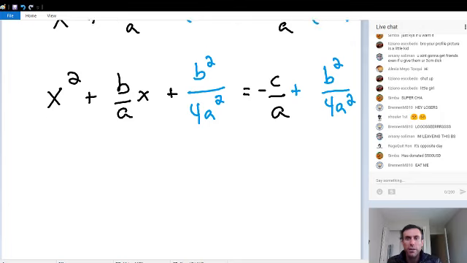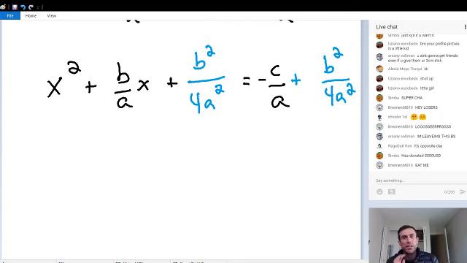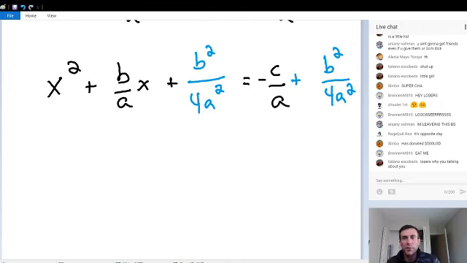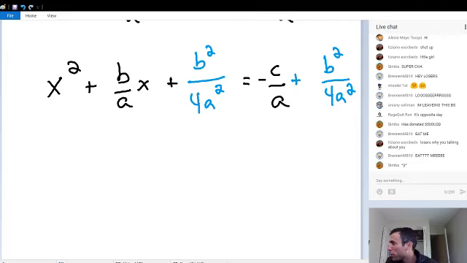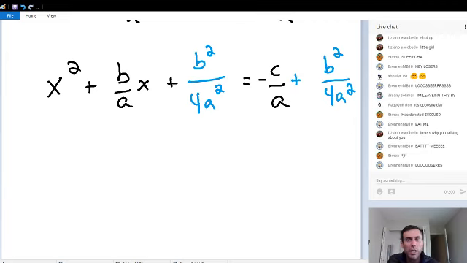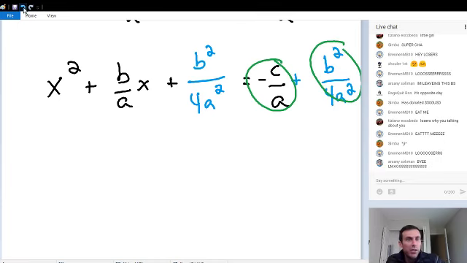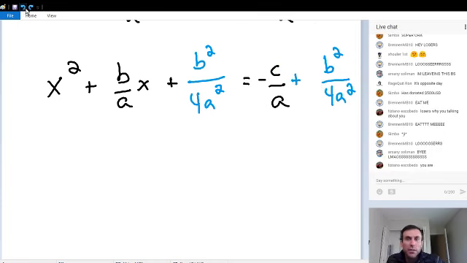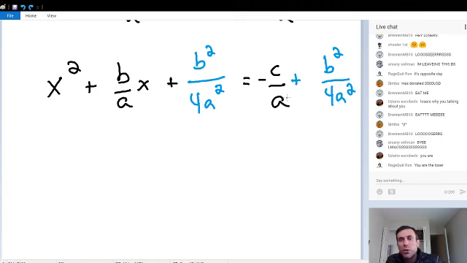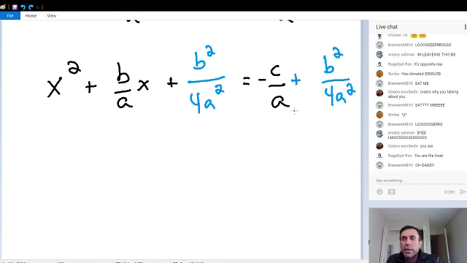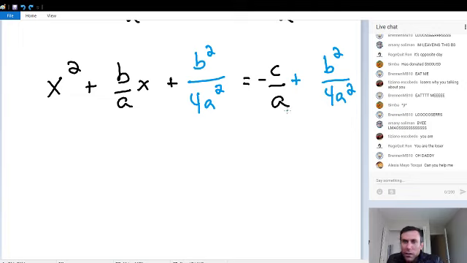Sorry about that. It's looking kind of complicated at the moment, but I promise you it's going to make sense once we figure this out. Notice here on the right-hand side that the negative c over a and the b squared over 4a squared are two constants. So we can add these two constants together. But in order to do this, they need to have a common denominator, and they don't.